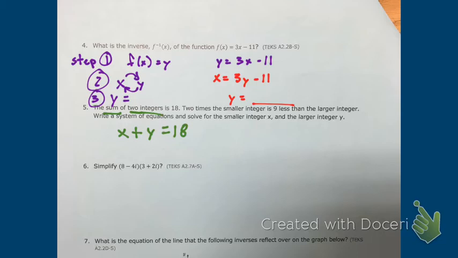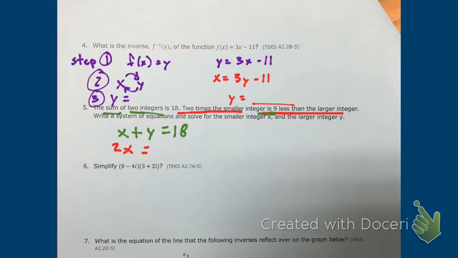The next part's a little trickier. If you see 2 times the smaller integer, well, we'll go ahead and just call the smaller integer x. So if we see 2 times the smaller integer, 2 times means 2x. And then if we say, is 9 less than the larger integer? This gets tricky because if you see is, we can make that an equal sign. So 2 times the smaller integer is 9 less than the larger integer.